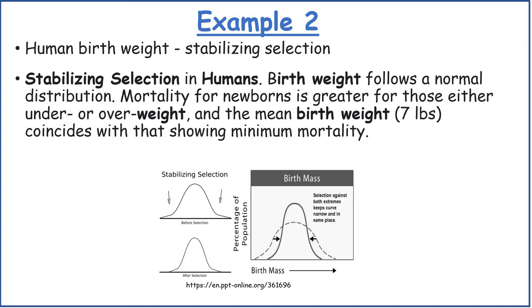Another example is human birth weight. This is an example of stabilising selection. Birth weight has a normal distribution curve, this bell-shaped curve. But mortality for newborns is greater for those that are underweight or overweight. The underweight ones might have been born early and therefore have a lower chance of survival. For the overweight ones, the mother could have complications during the birth process because the weight is high. So actually, the minimum mortality is about 7 pounds.